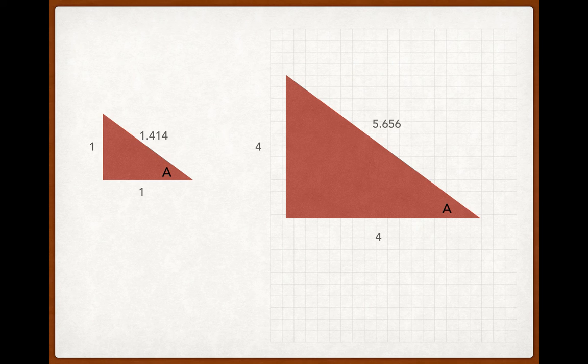Now, these are similar triangles, and if you look, the opposite is 4 and the adjacent is 4, and actually they're the same value. So on the right-hand triangle you've got 4 and 4, on the left-hand triangle you've got 1 and 1. So they're the same angles. And then if you look at the hypotenuse on the right-hand triangle, it's 5.656. If you divide that by 4, you get 1.414. So the two triangles are in ratio.